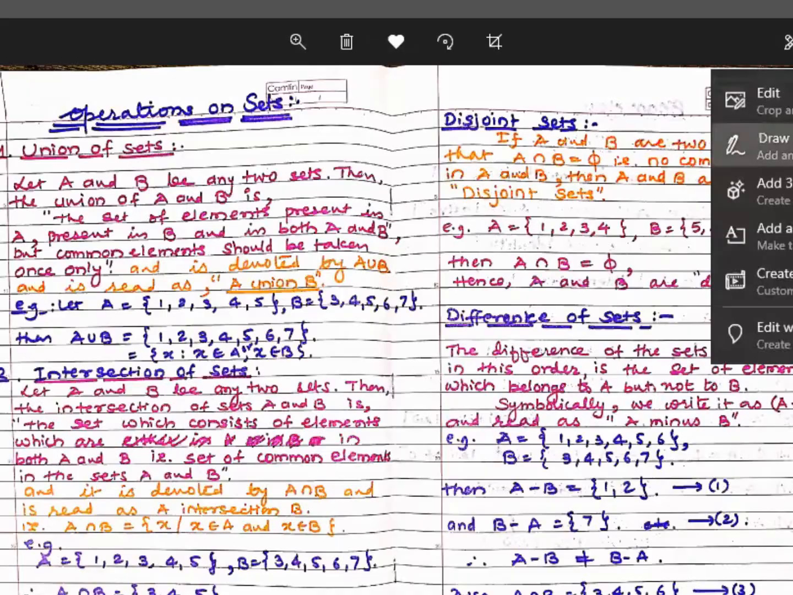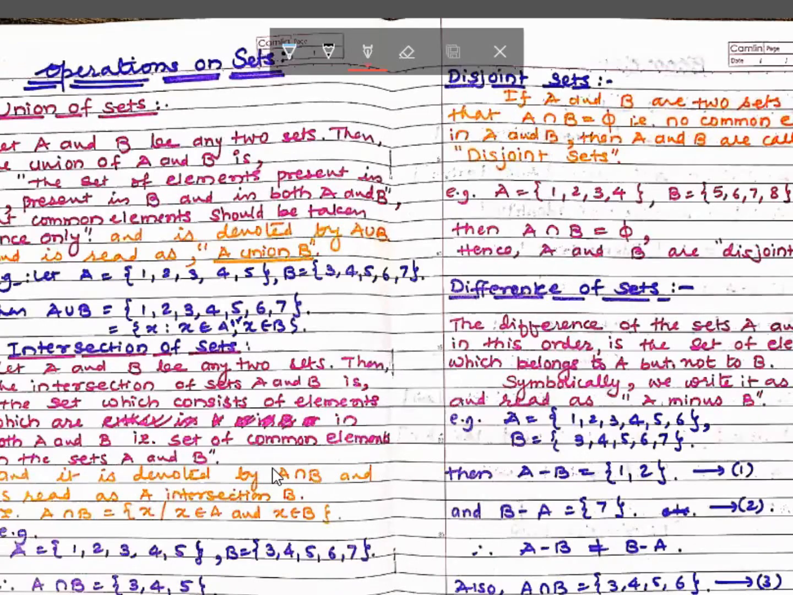What is the notation? Symbolic notation is this. Okay, so this is the symbolic notation for A intersection B. We'll read it in the same way, that is A intersection B.